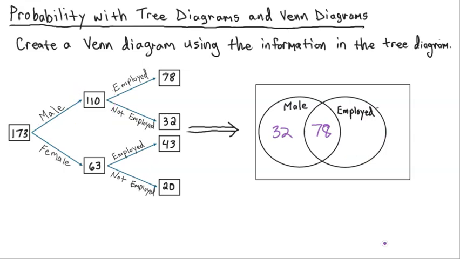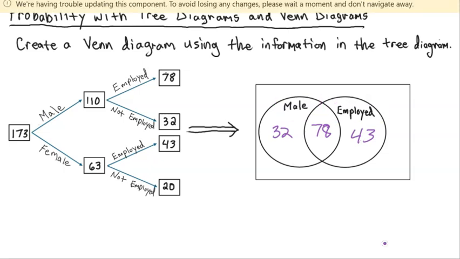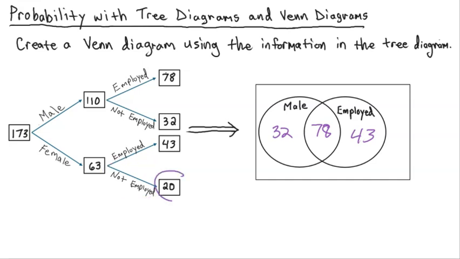Here, we're going to put everyone that's employed but not male, because this part is not included in this circle. It's only in this circle. So employed but not male. Not male means female. So employed and female. Well, that's here. Employed female is this one, 43. And then this whole area out here on the outside of both of the circles is everyone who is not male and not employed. That's female and not employed. Well, here's female, here's not employed, 20. So we're going to put a 20 here. And so that's basically what you do.